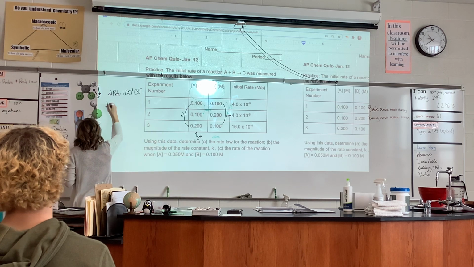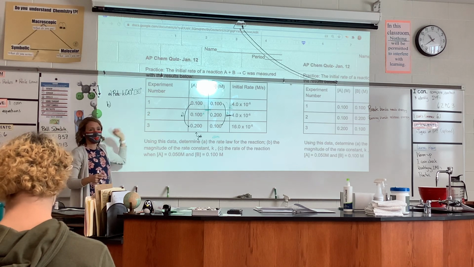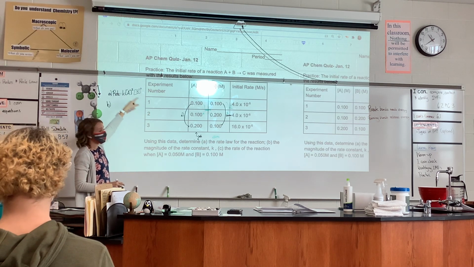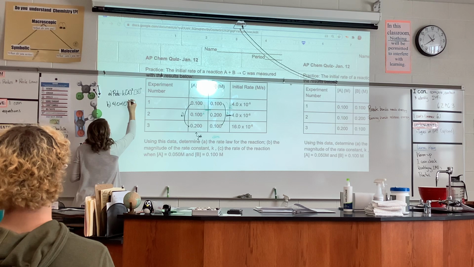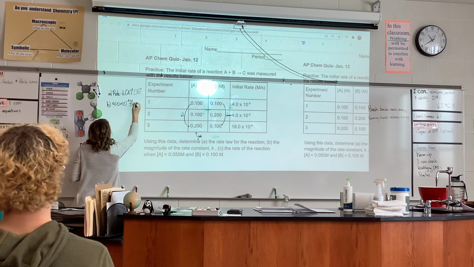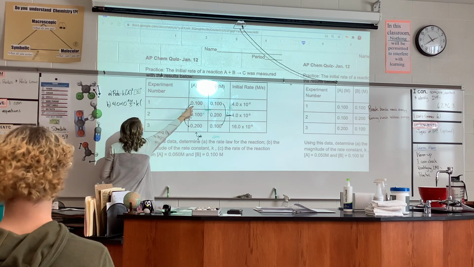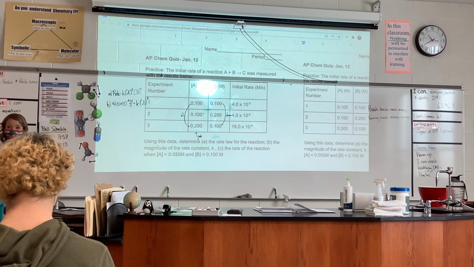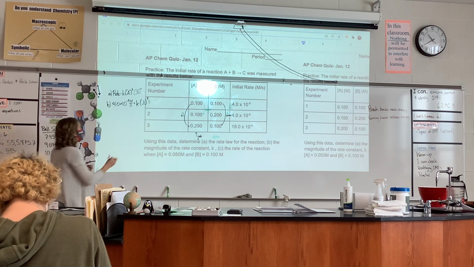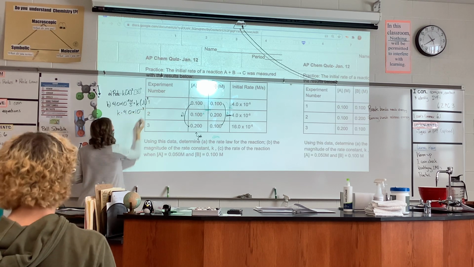Okay, for part B, we're trying to find the magnitude, which means the value for k. So you pick any trial you want, plug your numbers into the equation you just made. So I'm going to pick trial 1. 4.0 times 10 to the -3. k is my variable, and then the concentration of A is 0.1. And don't forget to square it because it's second order. Algebra to solve for k. 4.0 times 10 to the negative 3, I think it was.